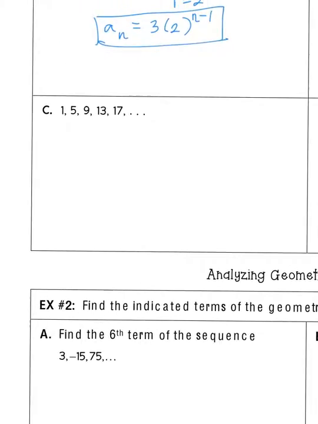So then for C, let's look at 5 over 1. Is that equal to 9 over 5? Is that equal to 13 over 9? And is that equal to 17 over 13? None of these reduce to the same number, and so therefore no. It's not geometric.